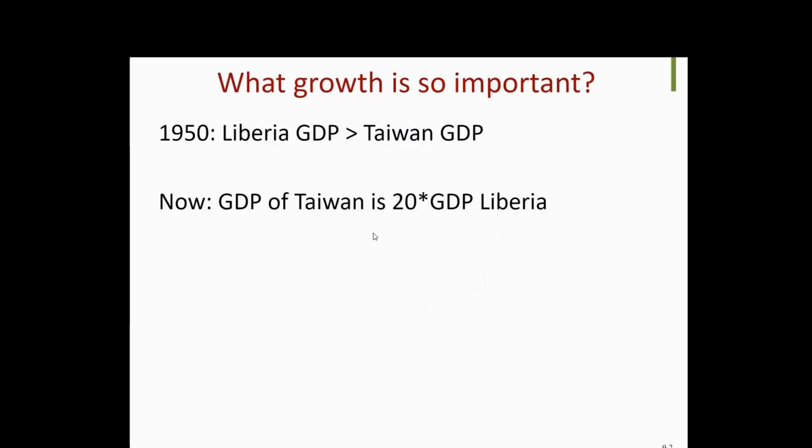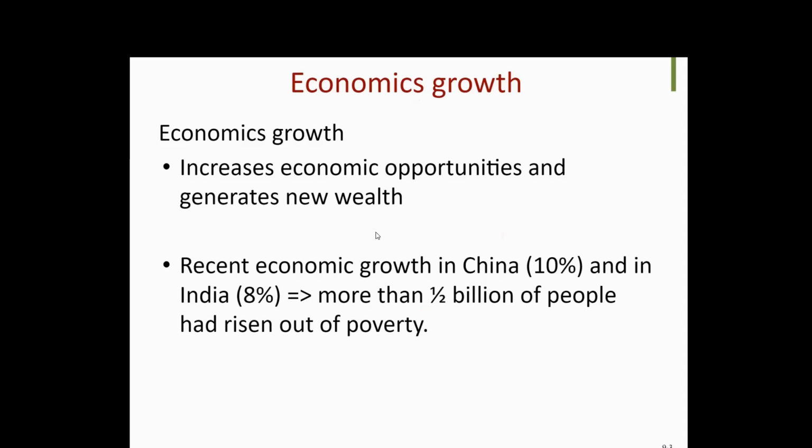Why is growth so important? In 1950, Liberia's GDP was greater than Taiwan's GDP. However, now in the present day, the GDP of Taiwan is 20 times greater than that of Liberia. Economic growth. So, what exactly is economic growth?